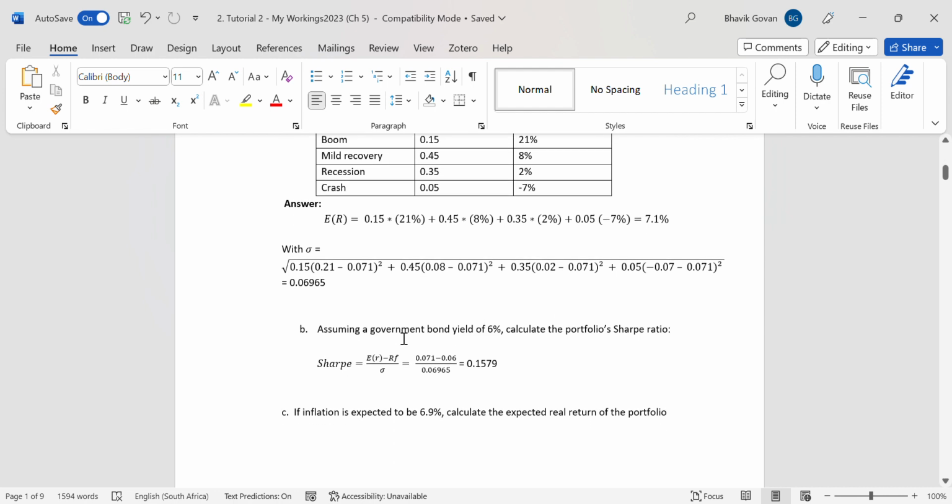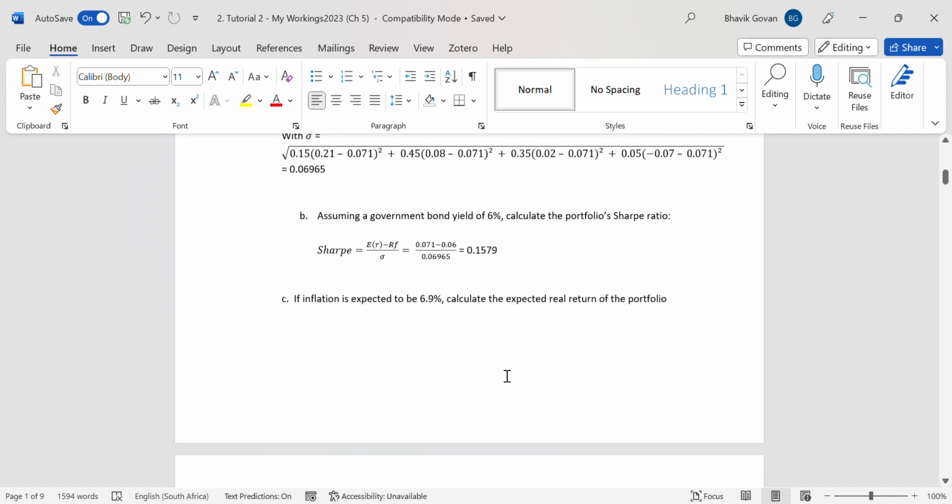Part B: assuming a government bond yield of 6%, calculate the portfolio Sharpe ratio. So the Sharpe ratio is equal to the expected return minus the risk-free rate over the standard deviation. So I'll just plug in those values: 7.1% minus 6% over a 6.9% standard deviation. Plug it in exactly like that, and you'll get 15.79% as your Sharpe ratio.